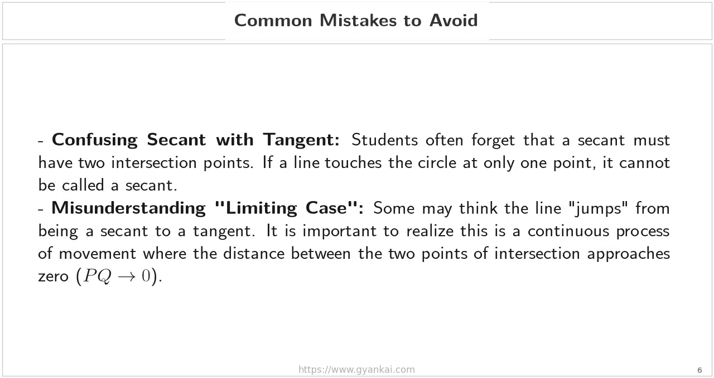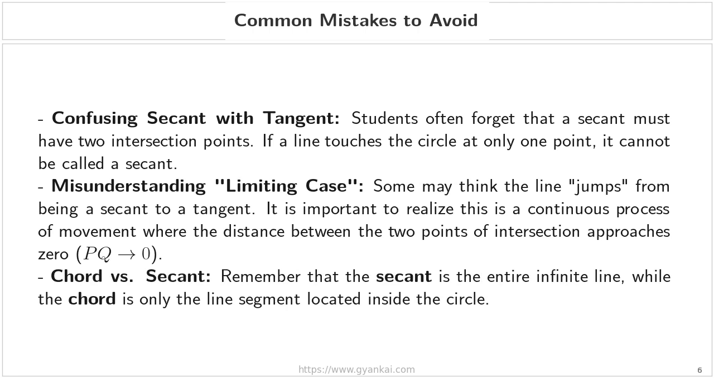Second, pay close attention to the term limiting case. A common misunderstanding is the idea that the line suddenly jumps from one state to another. As we explored with the sliding ruler analogy, this is actually a continuous, smooth process. There is no sudden leap. Instead, imagine the 2 points of intersection, P and Q, moving closer and closer together. The distance between P and Q approaches 0, that is, the length of the segment PQ tends toward 0. It is this continuous movement towards 0 distance that defines the limit.